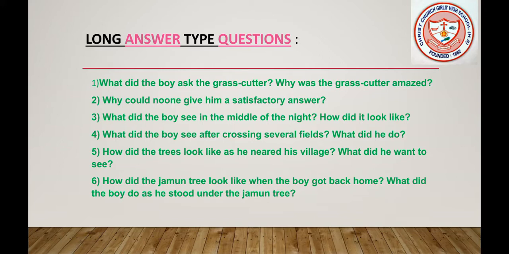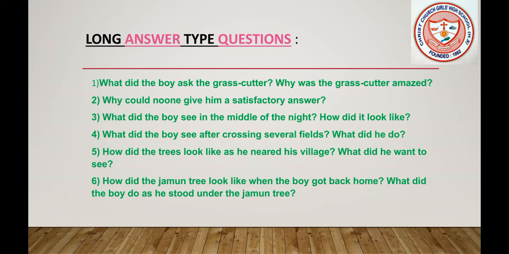Question number 5. How did the trees look like as he neared his village? Part B of the same question. What did he want to see? So in the first part you can write, trees that had been standing draped in layers of dust, when the boy had left in the morning, looked freshly bathed then. In the second part's answer, you can write that the boy wanted to see how fresh and clean the jamun tree in his courtyard looked.